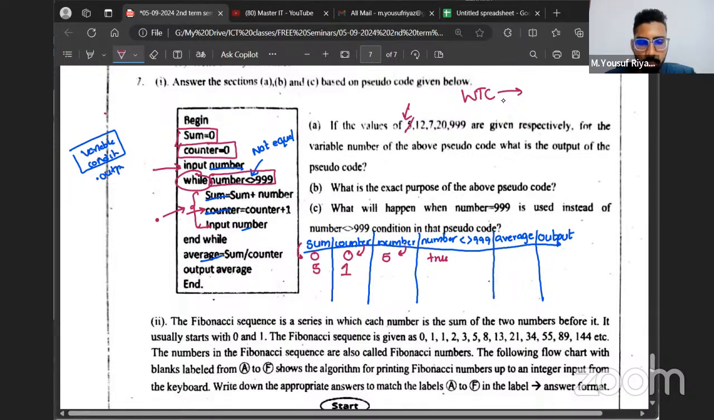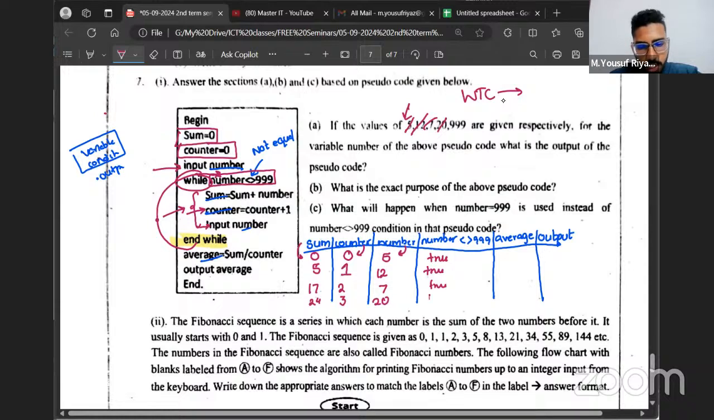Then we have input number. The question says the second number is 12, so I'm going to mention 12. Always in a while loop, whenever you reach the end of the while, you go back and check the condition again. So again I check, is number not equal to 999? Number is 12, and 12 is not equal, so that gives true. I'm going to repeat sum equals sum plus number. So sum plus number is 5 plus 12, which is 17. Counter equals counter plus 1. Input number. Is number not equal to 999? Sum equals sum plus number, 24. Counter equals counter plus 1. Input number, the next number is 20.